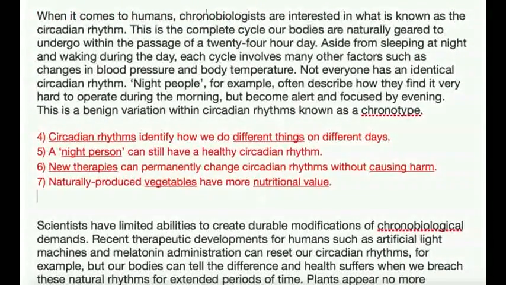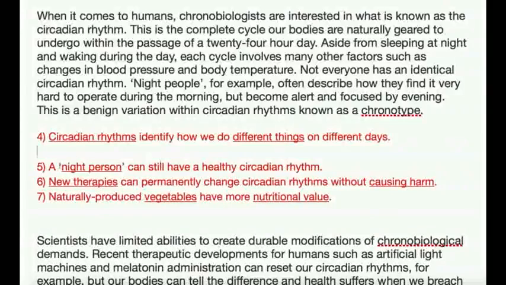So circadian rhythms. When it comes to humans, chronobiologists are interested in what is known as the circadian rhythm. So that looks like that's where this is. And it says it identifies how we do different things. And it explains here what it is: complete cycle of our bodies. So that looks like that's where that information is. Now the next one, we're looking for a night person. So we skim through, then go through again quickly through the text. Night people. So that looks like that is where that information is. Can have a healthy circadian rhythm.